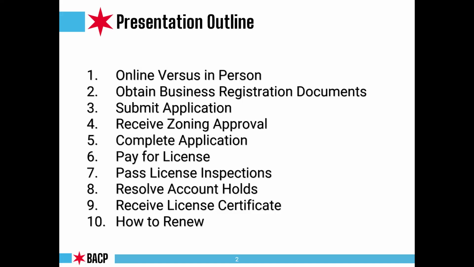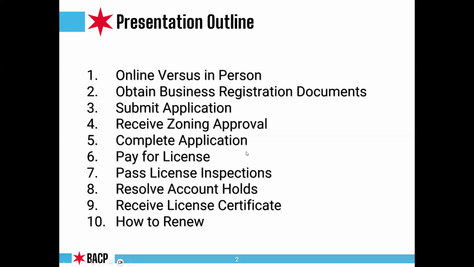We will also take a look at documents needed for your application, information that will need to be furnished, steps to receiving zoning approval, the application process once zoning has been approved, paying for your license, probable inspections your business will undergo, holds that may prevent license issuance, and finally, receiving your business license. As a bonus, I will also provide insight on how to renew your business license when that time comes.